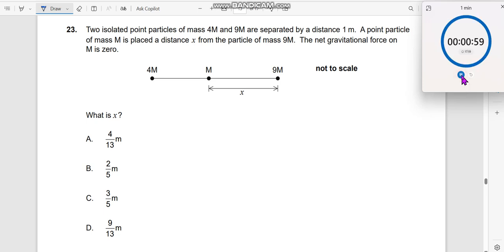23rd question. Two isolated point particles of mass 4m and 9m. What is isolated? Isolated means no other gravity is present over here. Okay, only these two masses. They are in space. 4m and 9m are separated by a distance of 1 meter.